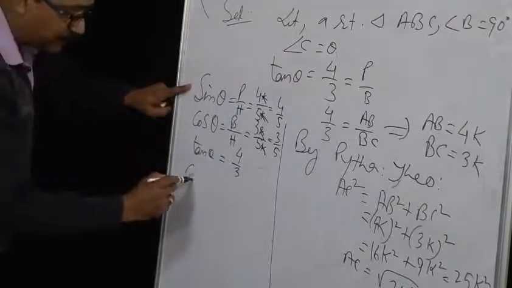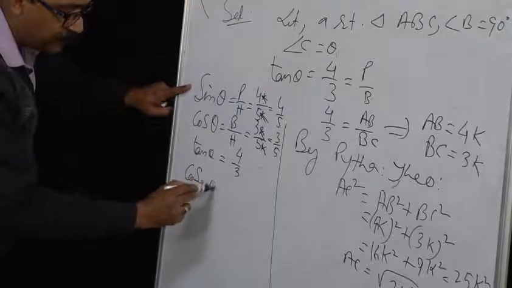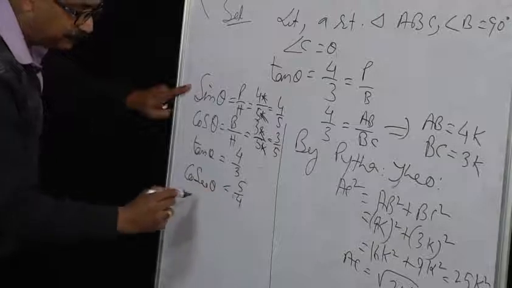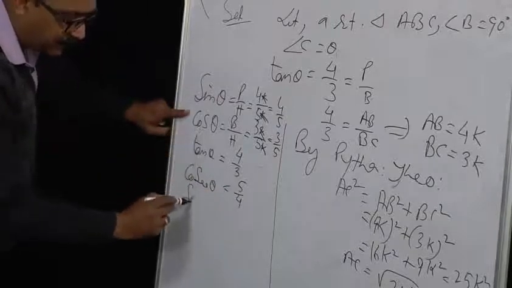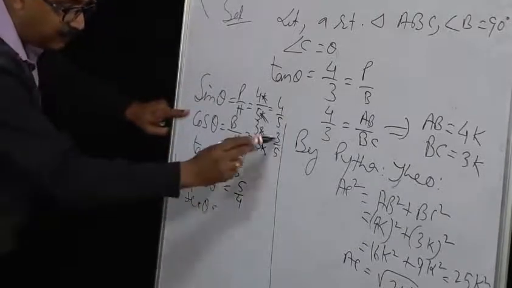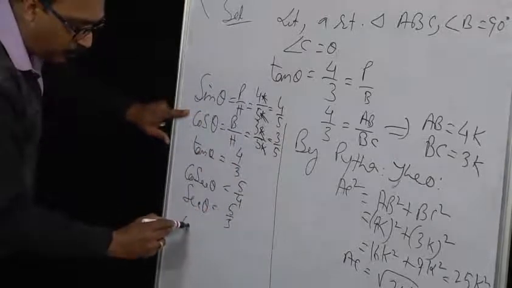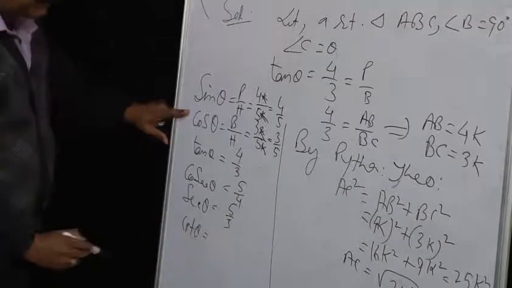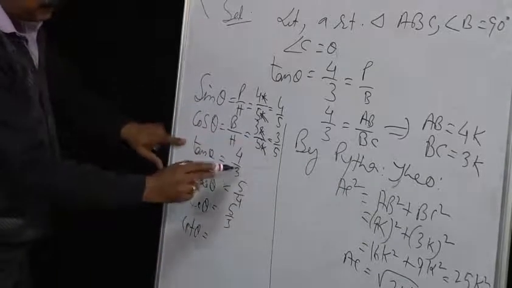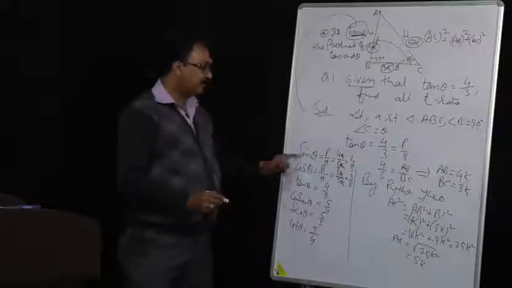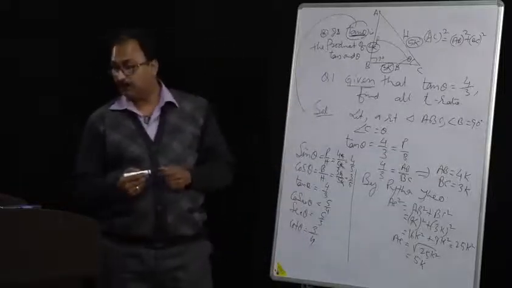So what will be cosec theta? Reciprocal of sine. If it is 4 by 5, you can write directly 5 by 4. Sec is the reciprocal of cos. So sec theta, you got 3 by 5, you can write now 5 by 3. Like here, cot theta is P by B, this P by B is 3 by 4, you can write now B by P. So this is the way we can find all the T ratios.